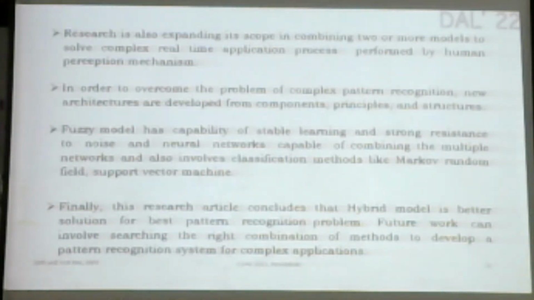Fuzzy models have the capability of stable learning and strong resistance to noise. This is an example where pattern recognition models are compared with machine learning to get the highest accuracy. Finally, the work can be extended by using proper combinations of pattern recognition algorithms and machine learning algorithms. These are the references used.